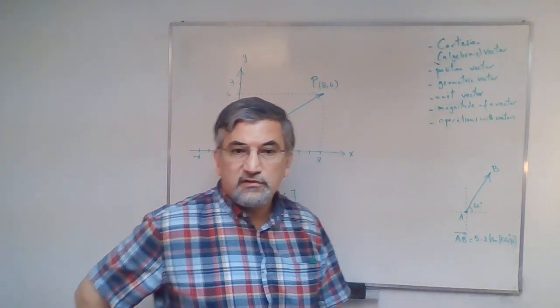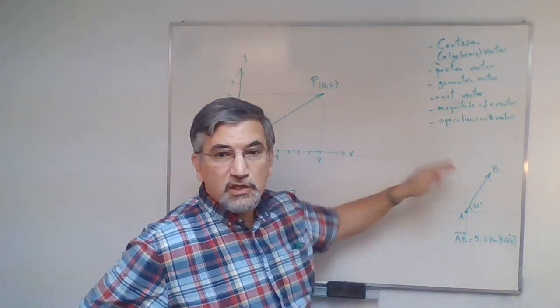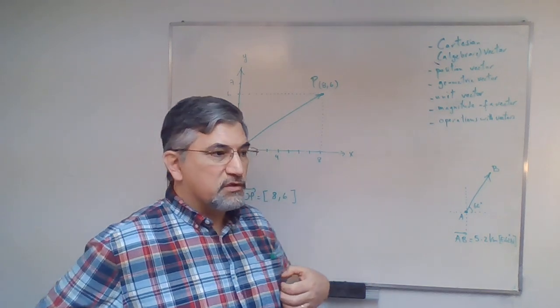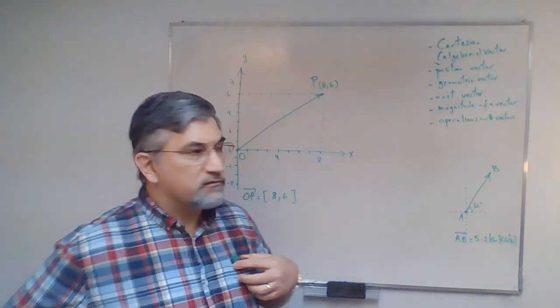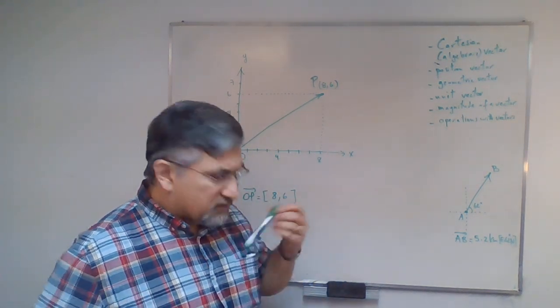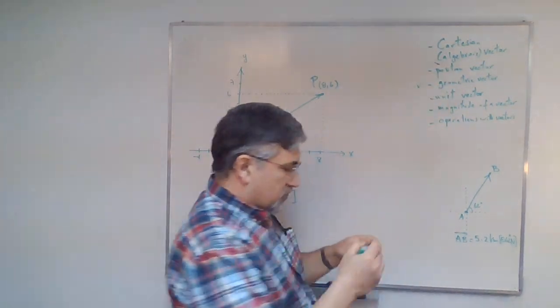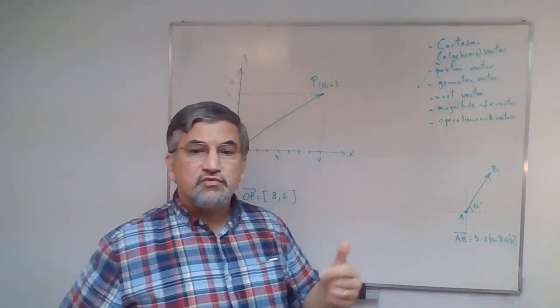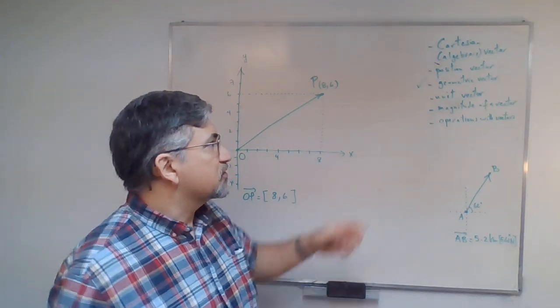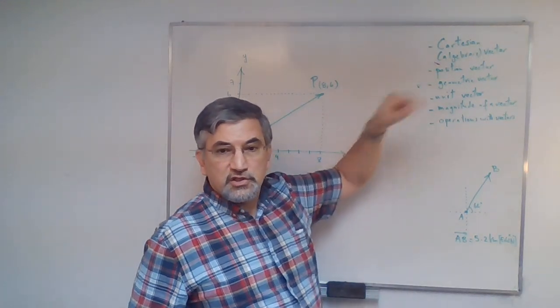So we have learned about this. This might be a displacement vector. We have worked with velocity vectors, force vectors, and so on and so forth. So geometric vector we are somewhat familiar with. But now we want to learn another representation of the vectors. It's called Cartesian or algebraic vector.